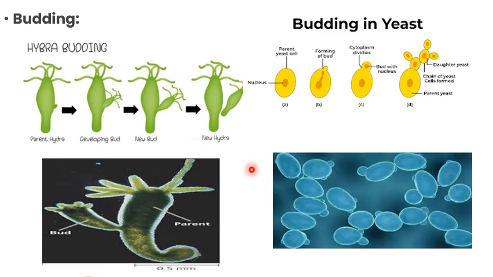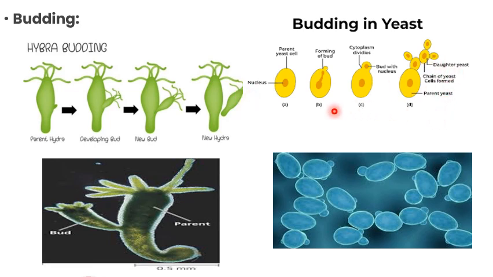Initially it is very small, as you can see in both pictures, and gradually it will grow and mature, and it detaches from the parental body to become an independent organism. Here it detaches from the parental body and grows as a new organism. Here also you can see it detached from the parental body and grow as a new organism.